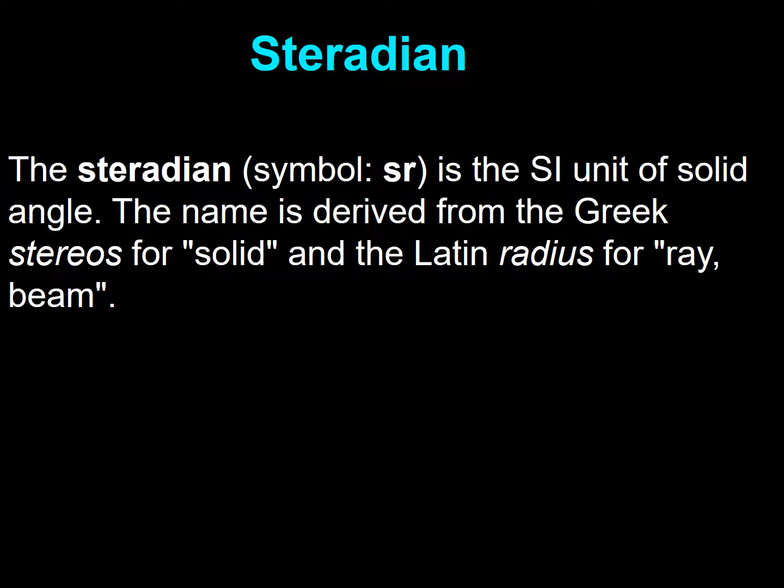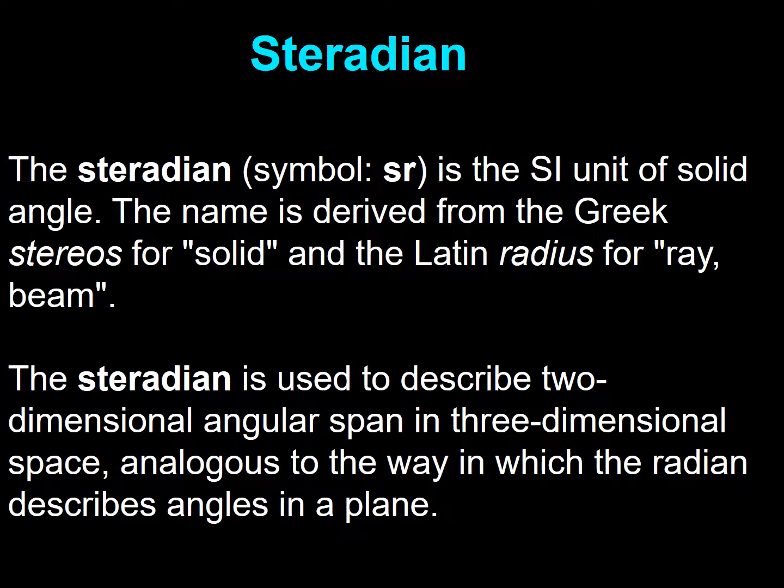The steradian is the SI unit of solid angles. The name derives from the Greek stereos, meaning solid, and the Latin radius, meaning ray or beam. The steradian is used to describe two-dimensional angular span in three-dimensional spaces. This is analogous to the way in which we use radians to describe angles in a plane. So in order to understand steradian, I will first explain the much easier to understand concept of radians.